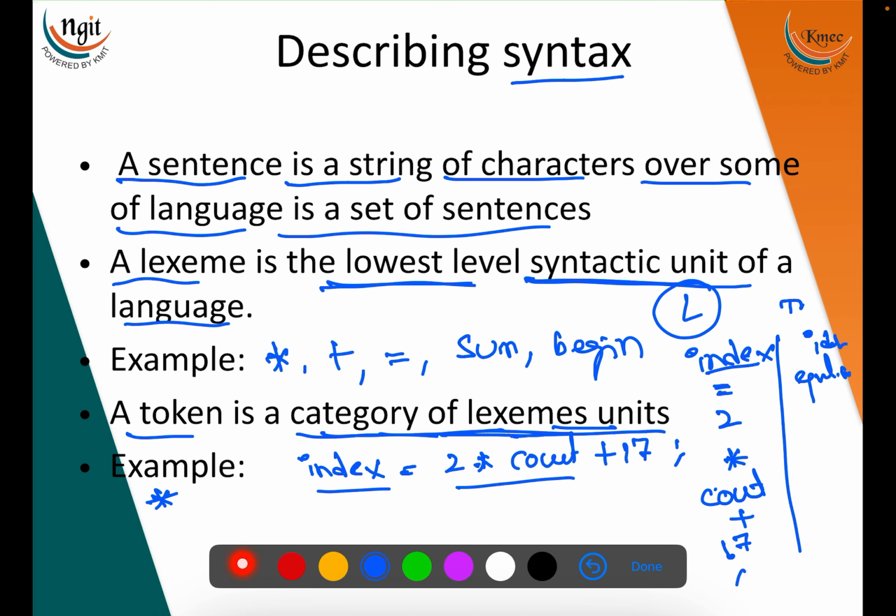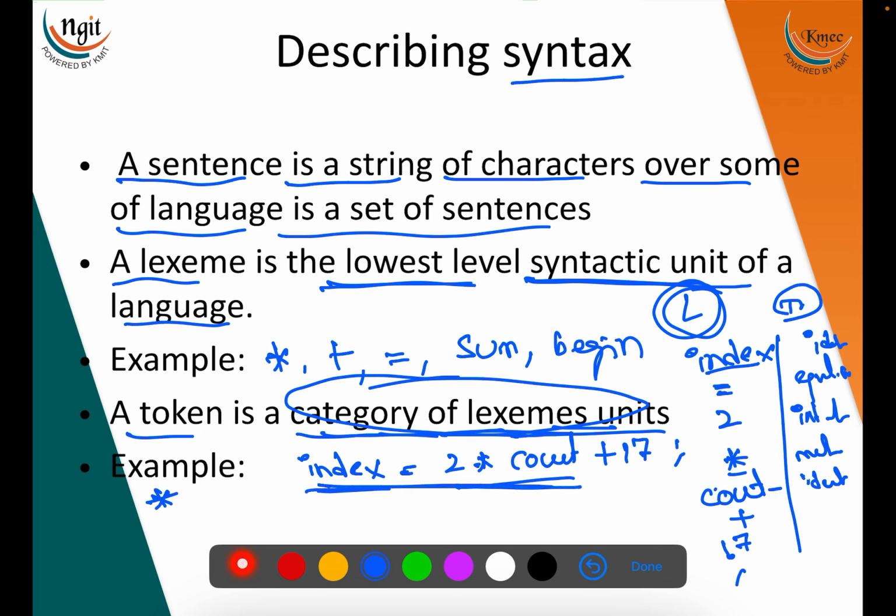And 2 is what? It is an integer literal. Star is what? Operator, multiplication operator. Again, count is what? Identifier. So tokens always talk about the category, and lexemes always talk about the lowest level of syntactic unit. I am telling you once again, this direct question has come 2 times in the end semester examination paper.